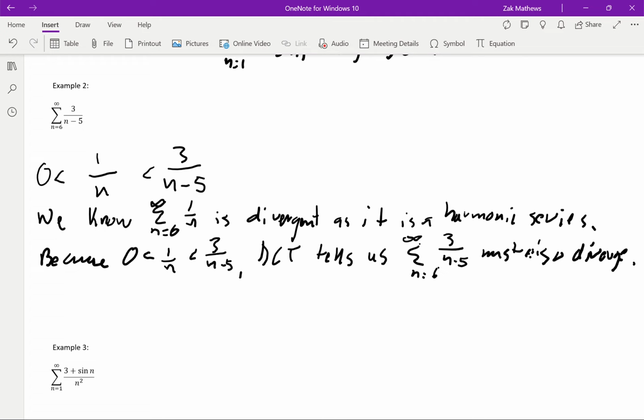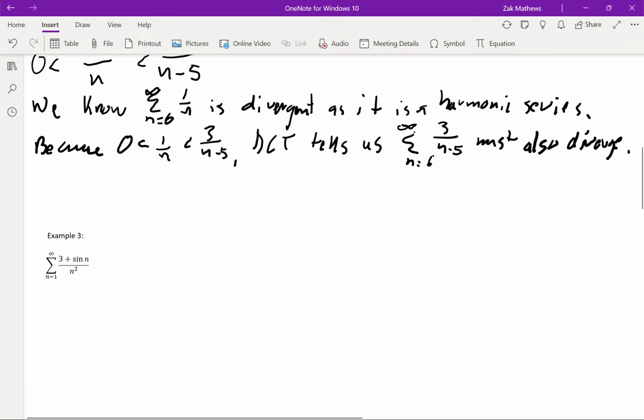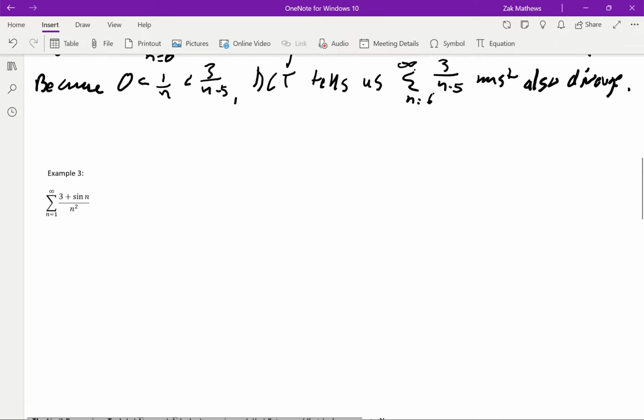So again, I've compared it, made sure that comparison is true, stated what the thing I'm comparing it to does, in this case it diverges, because it's a harmonic series. We stated that inequality again, and then stated the test that we used to make our final conclusion. I'm just cleaning that up because that looks terrible. There we go. All right, let's take example 3 here.